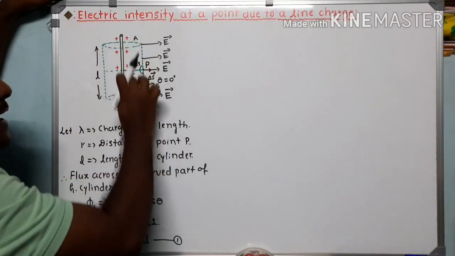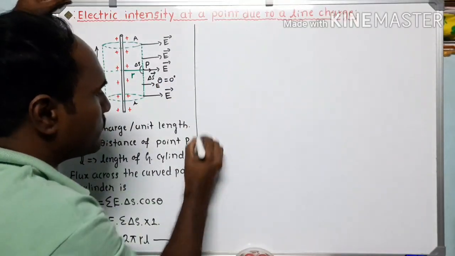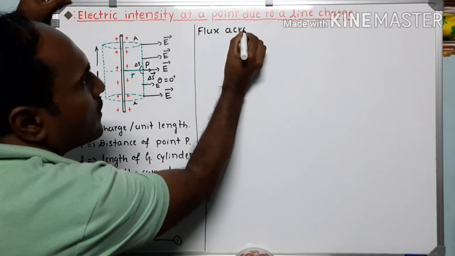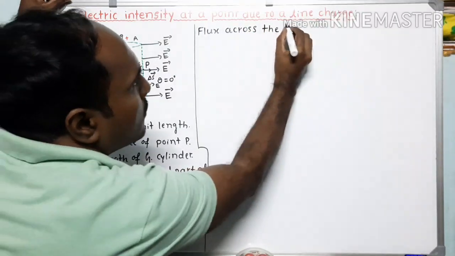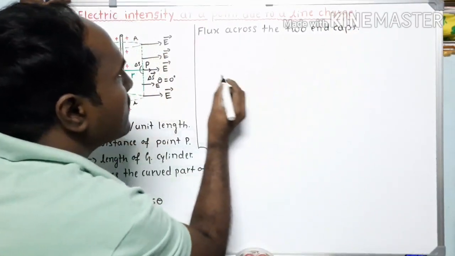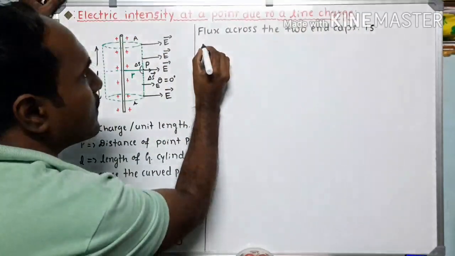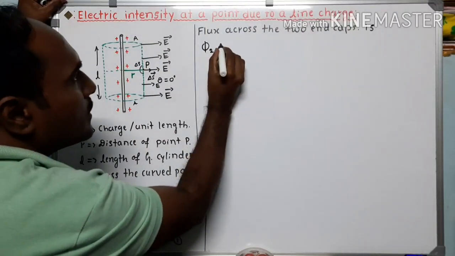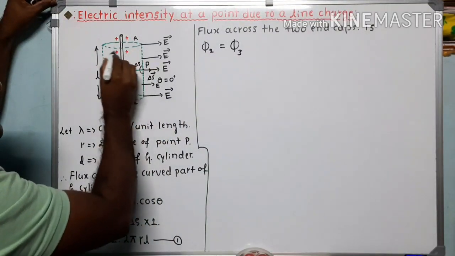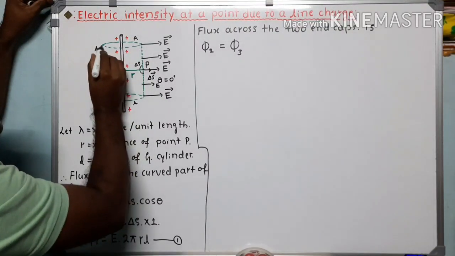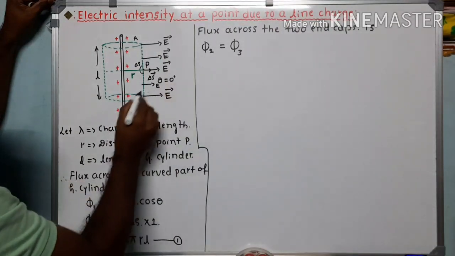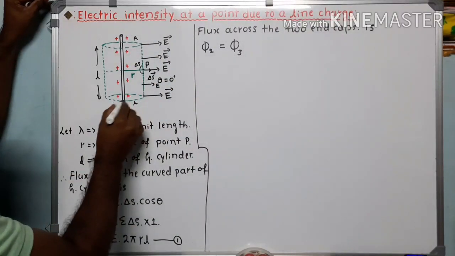What is the flux through the two end caps? Okay, therefore the electric flux across the two end caps of the Gaussian cylinder is: flux through the upper end cap, Phi2, is equal to flux through the lower end cap, that is Phi3. How much flux is there through this end cap, and through this end cap? Flux through the upper end cap is Phi2, flux through the lower end cap is Phi3. Both are equal, because the area of cross section is the same.